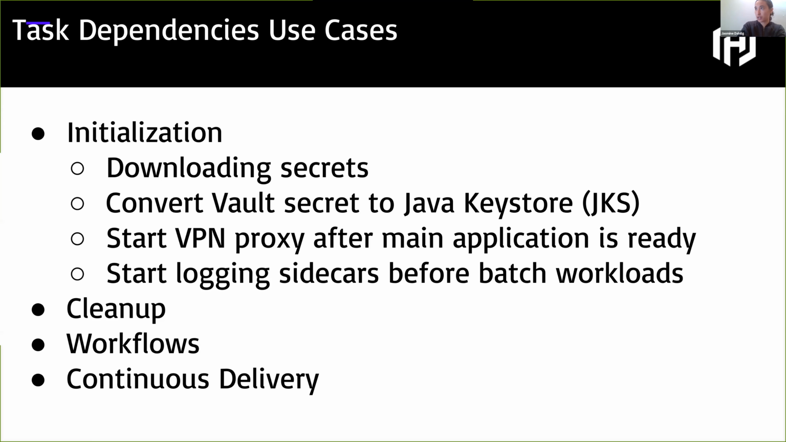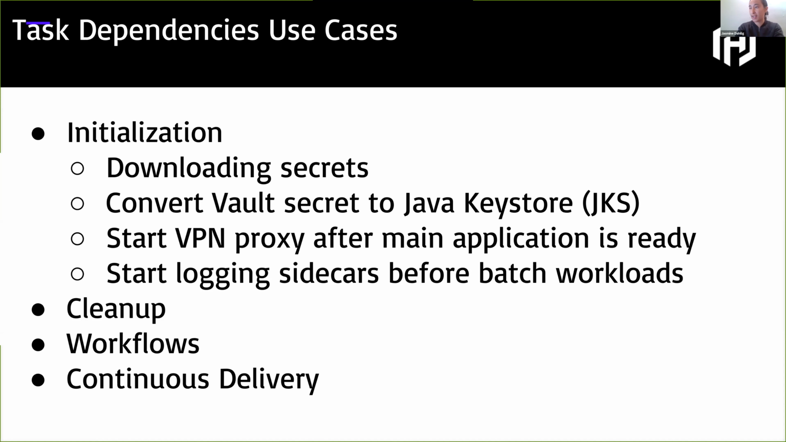I did a bit of research in the community and figured out that the general use cases people were asking for was initialization, which could include downloading secrets. One specific example I saw was converting a Vault secret PEM to a Java key store, starting a VPN proxy after the main application is ready, or starting a logging sidecar before your batch workload. Other use cases are cleanup, such as flushing a database before shutdown, and then workflows and continuous delivery.